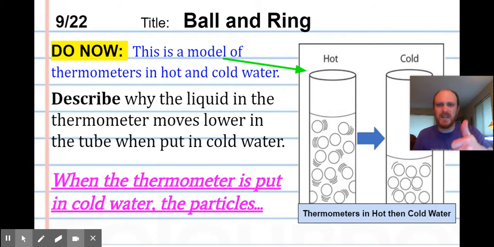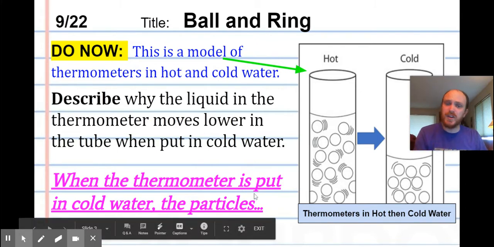Tell me about particle speed. Tell me about their spacing. Tell me about their attraction. Try to answer all those. You can only do one of them. Just do one. You're just practicing. It's a warm-up. So pause the video, go and put that in the do now, and we'll keep going.